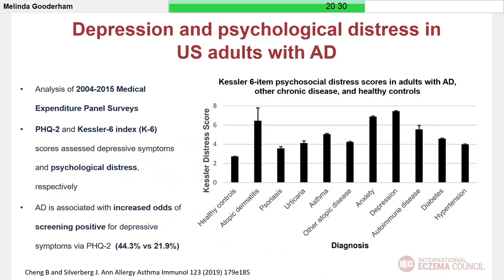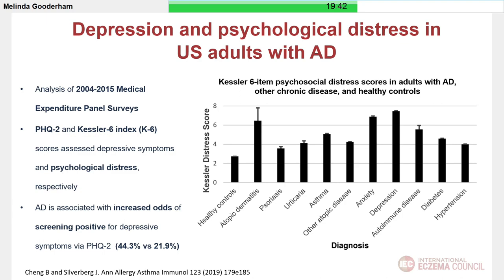So this was another publication from Jonathan Silverberg looking at depression and psychological distress in adults in the United States with AD. This was an analysis of Medical Expenditure Panel Surveys from 2004 to 2015. They looked at the PHQ-2, which is the two questions: are you feeling down and depressed, or have you stopped doing things you enjoy? And then the Kessler-6 index, which looks at psychological distress. So this looks at things like hopelessness, restlessness, apathy. There are six factors that they look at. And when you look at the PHQ-2 results, AD was associated with increased odds of screening positive, 44% versus 22%, so twice as likely to test positive on the PHQ-2.